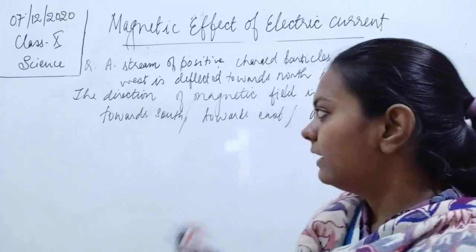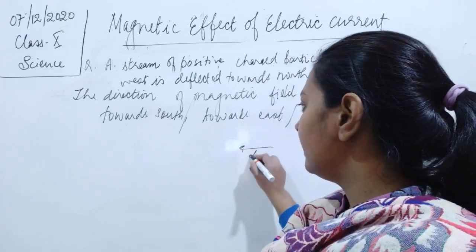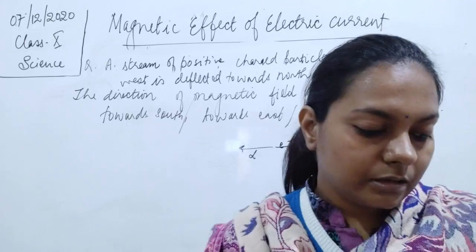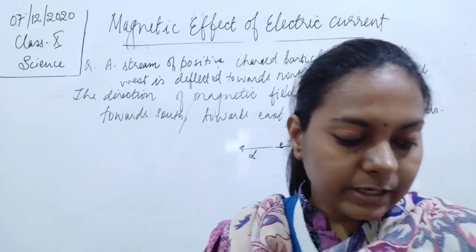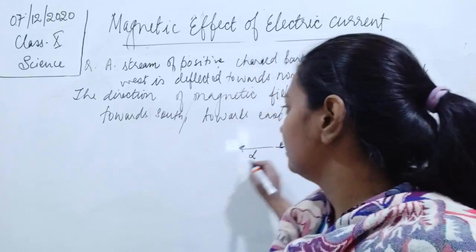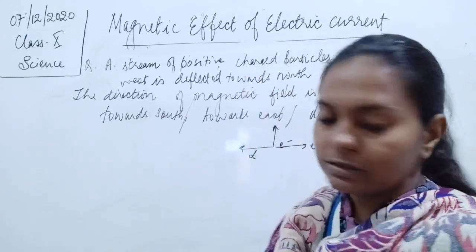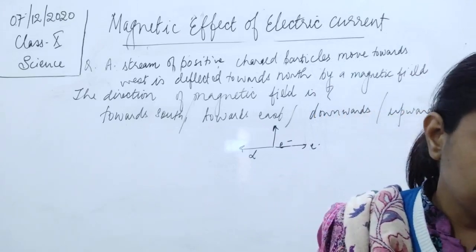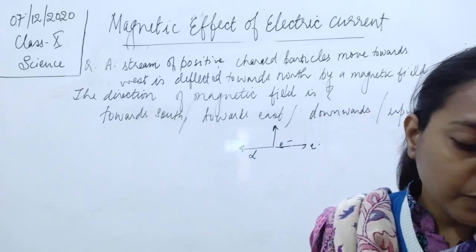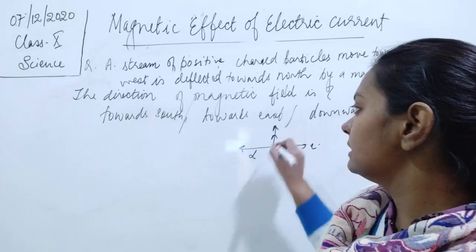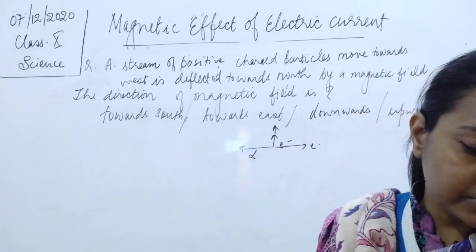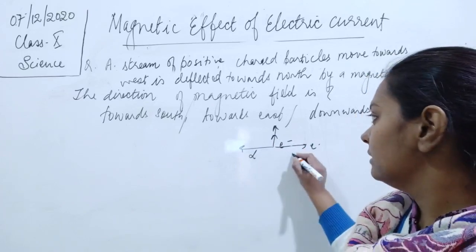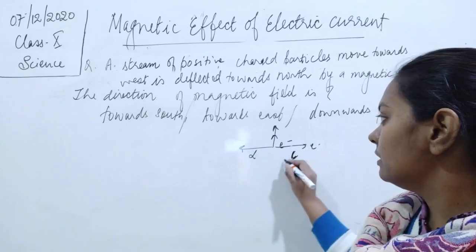ठीक है, वेस्ट की तरफ मूव कर रहे हैं ये अल्फा पार्टिकल्स, तो डायरेक्शन ऑफ करंट क्या होगा? It is towards east. Okay, the deflection is towards north by a magnetic field. The force is acting in the north direction. So we can give the direction of the current is towards west.